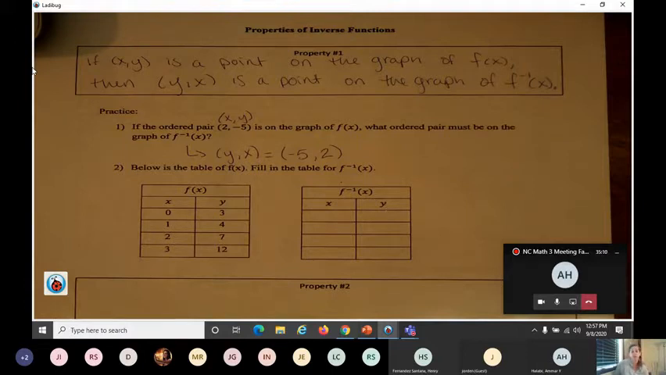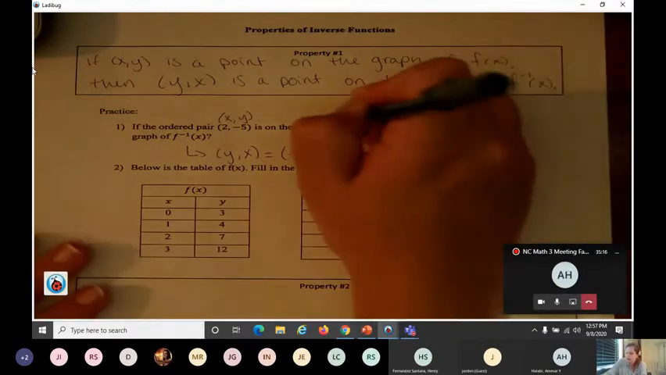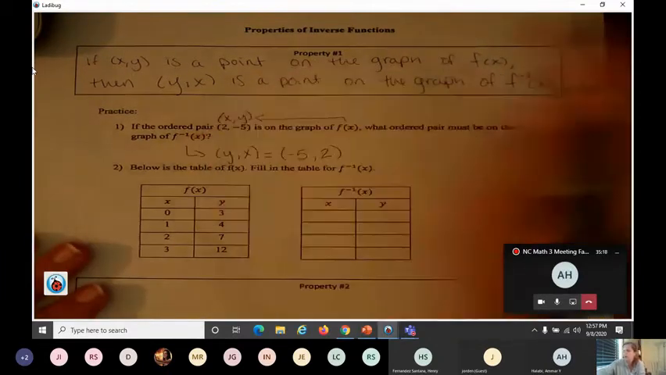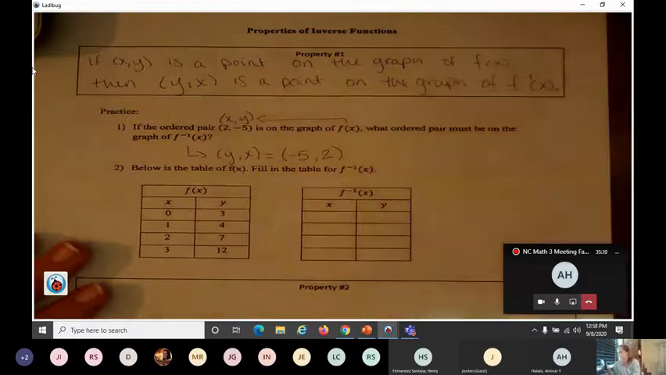What questions do you guys have on number 1? Okay, so f of x is the xy point. F inverse of x is yx.